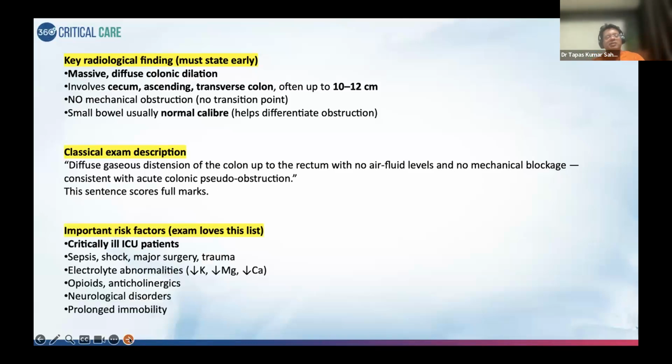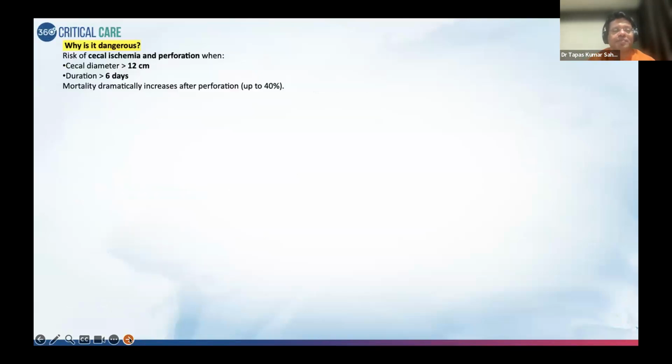Now, important risk factors, the exam loves this list: critically ill ICU patient, sepsis, shock, major surgery, trauma, electrolyte abnormality, mostly in the form of hypokalemia, hypomagnesemia, hypocalcemia, opioids, anticholinergic use, neurologic disorders, prolonged immobility. Now, why is it dangerous? There is a risk of cecal ischemia and perforation when the cecal diameter is more than 12 centimeter with duration more than 6 days.